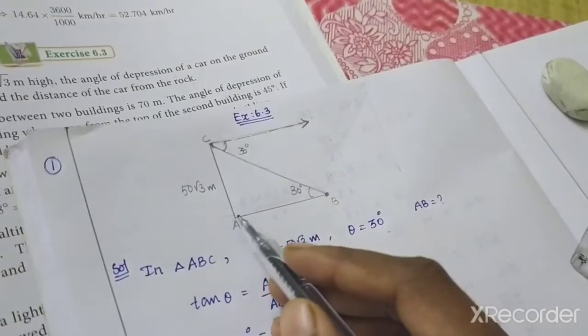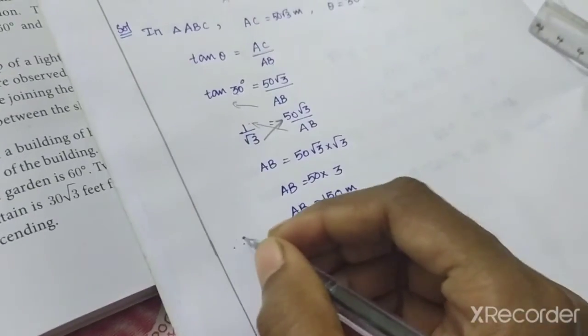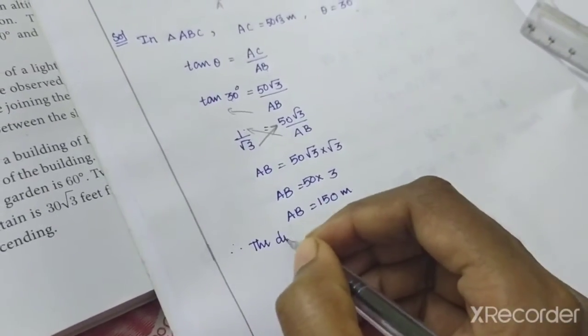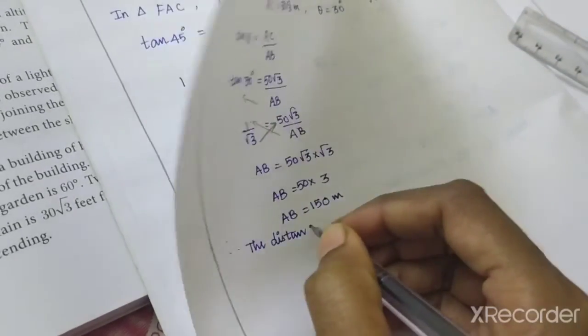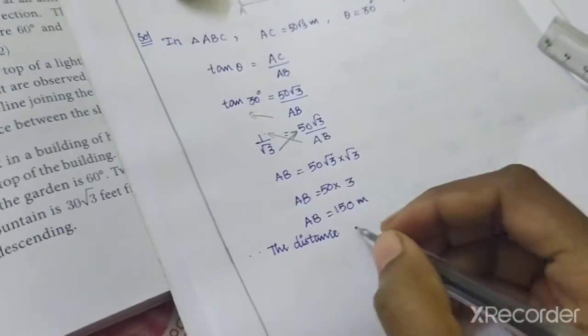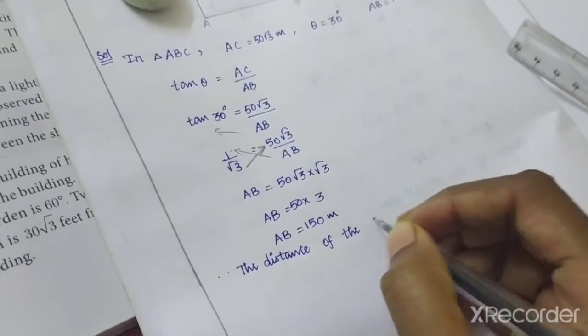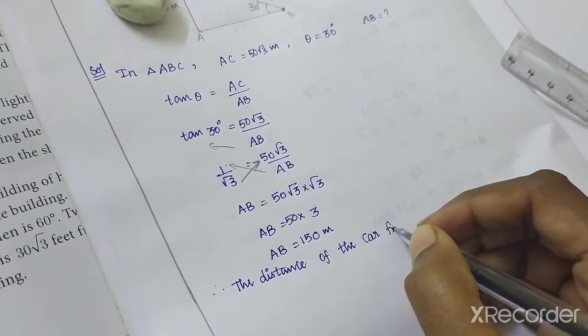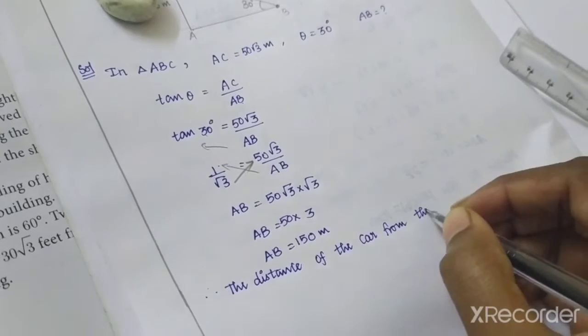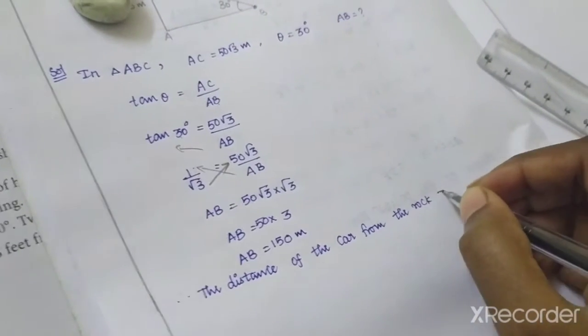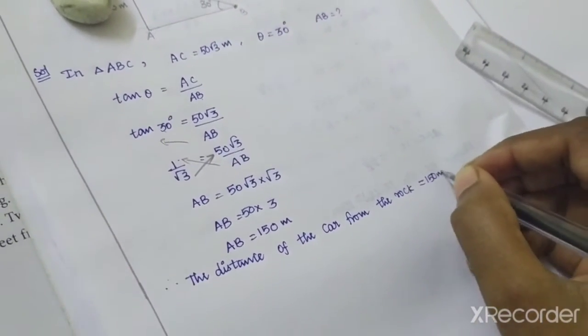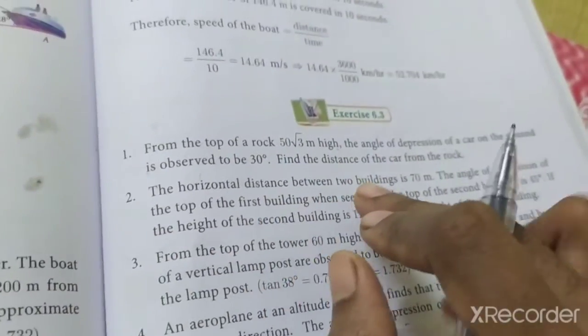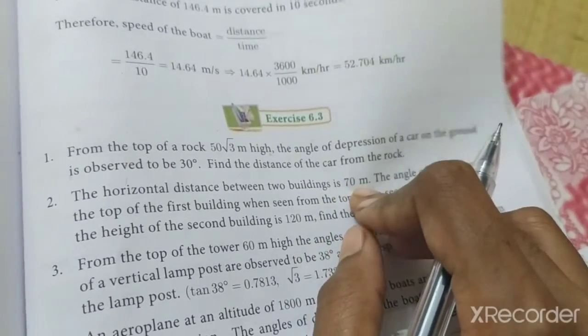So it is in meters. I need AB, this is my rock-to-car distance, right? Therefore, the distance of the car from the rock equals 150 meters.